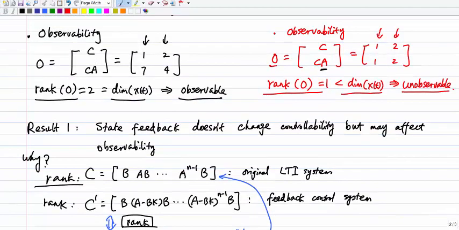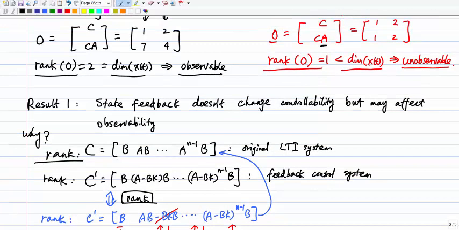The reason the controllability is the same while the observability is not: if you take the original linear time-invariant system, I need to check the rank of the controllability matrix, which is given by B, AB, and so on, up to A to the n minus 1 times B. For the new system after the state feedback, the rank is that of C-prime, another controllability matrix, which is B, then A minus BK times B, and so on. So I change A to A minus BK because of the state feedback.